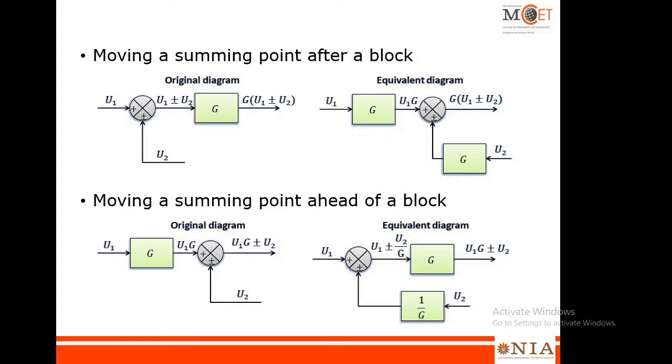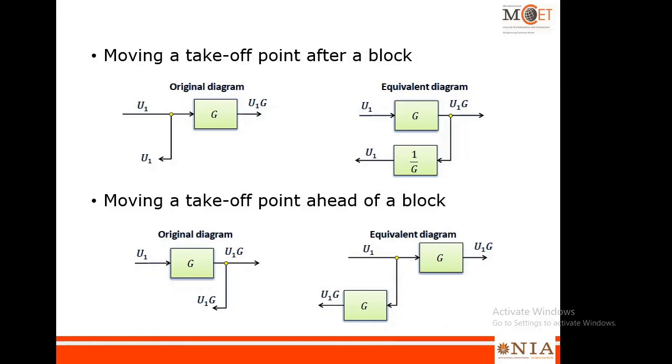In short, summing point moving towards the right, multiply it by the transfer function that it jumps. Summing point moving towards the left, multiply the wing with the reciprocal of the transfer function that it jumps. The next two rules are regarding moving a branching point towards the right and branching point towards the left.